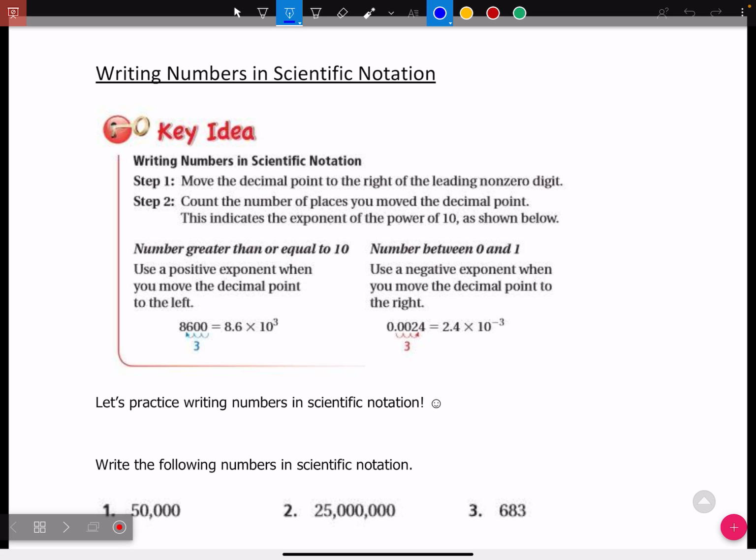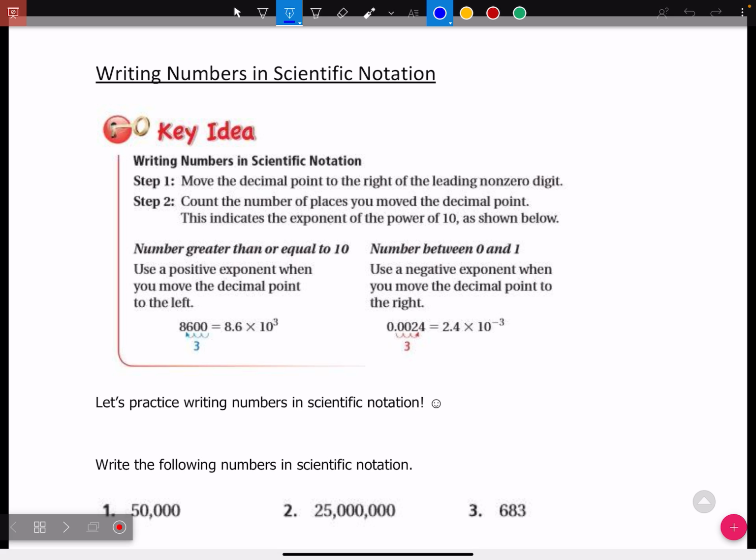But the general idea is that we're going to move the decimal point to the right of the leading non-zero digit so that we only have one non-zero number before our decimal. That's going to ensure that our number is between 1 and 10. And then we're going to count the number of places that we had to move the decimal point. That'll indicate the exponent of the power of 10.